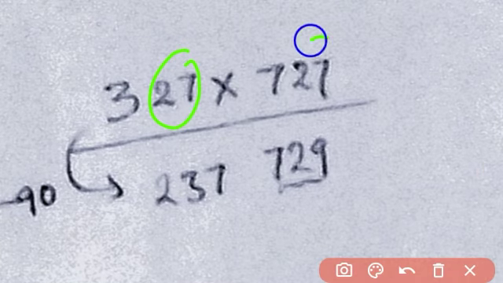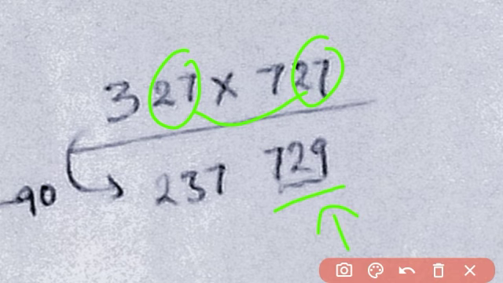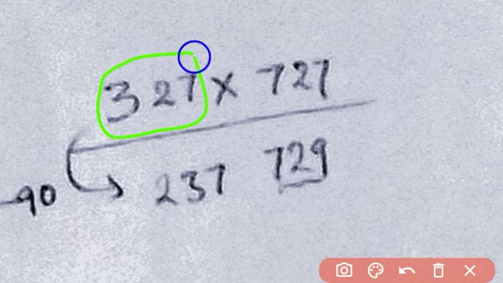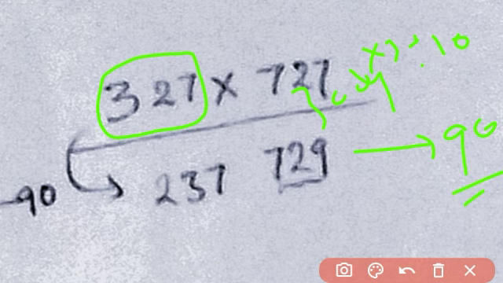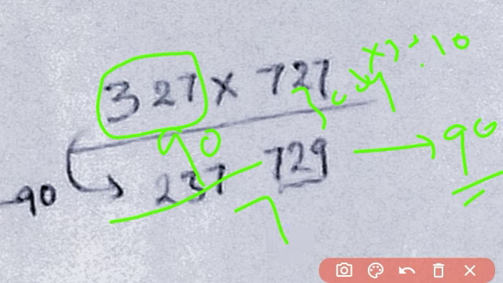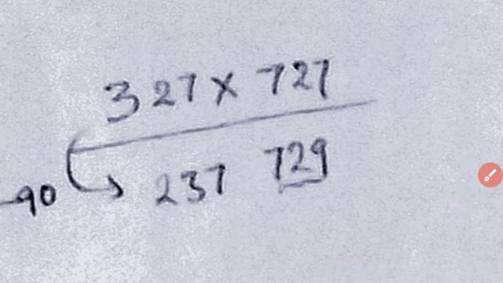See, you have 27 into 27, 729. Keep it as it is. And you have 327. Assume it's 300s. And multiply with 3 divided by 10. You get how much? 90s. So subtract the same number with the 90. You get the answer 7 and 3 and 2, 237, right?